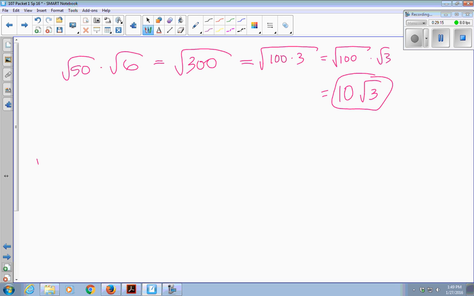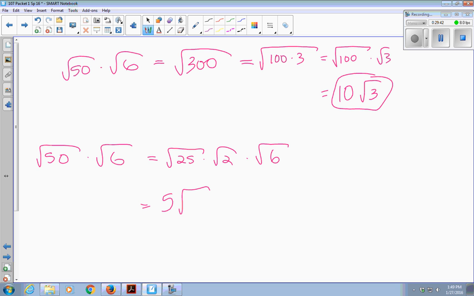Another way you could do this is to simplify each radical separately, right, and then multiply. So the square root of 50, I could rewrite as the square root of 25 times the square root of 2. And square root of 6 doesn't have any perfect square factors, so it just stays square root 6. Square root of 25 is 5. The square root of 2 times the square root of 6 is the square root of 12. So multiply them together.